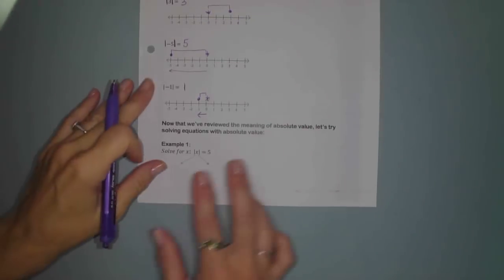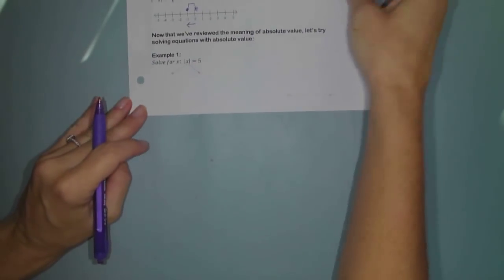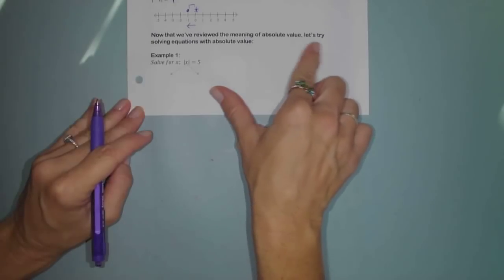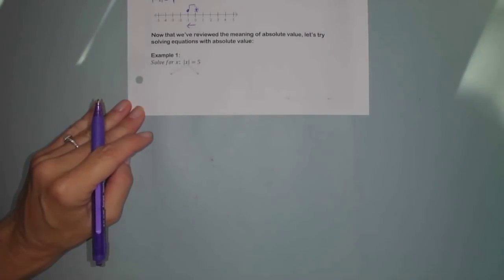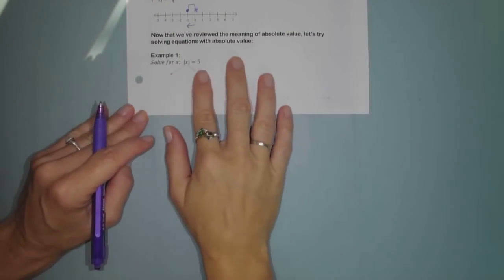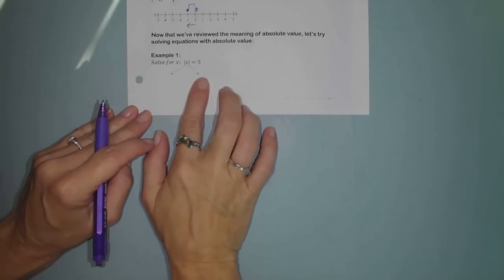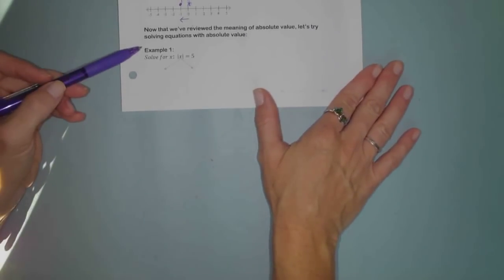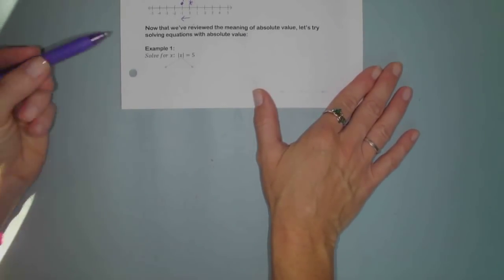Okay, so what are we going to do with this? Well, in Algebra 1, now that we've reviewed the meaning of absolute value, we're going to try actually solving equations with absolute value, because that's what we've been studying in Unit 1, solving equations. But now we're going to solve equations that have absolute value involved. So let's take a look at example 1. It says solve for x.